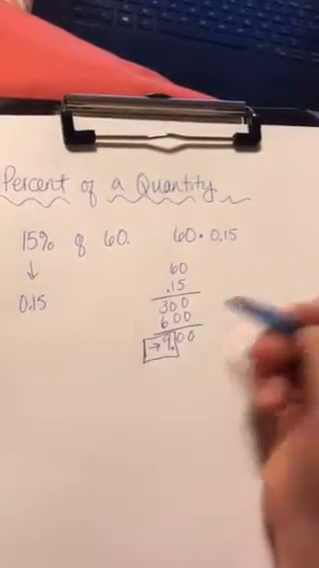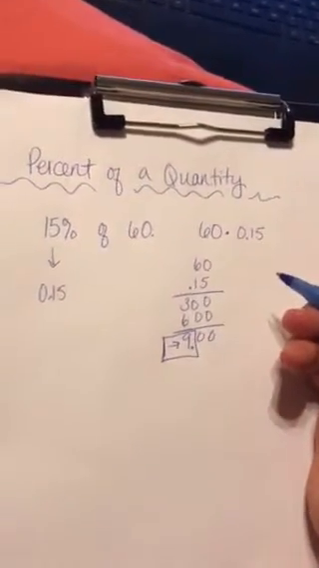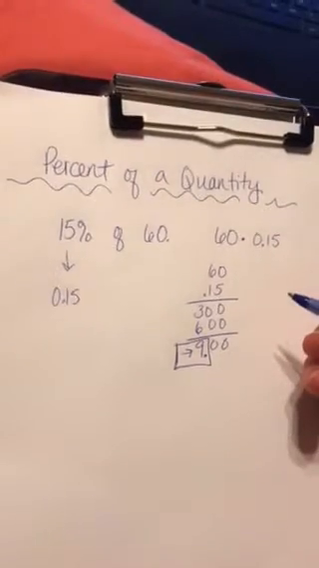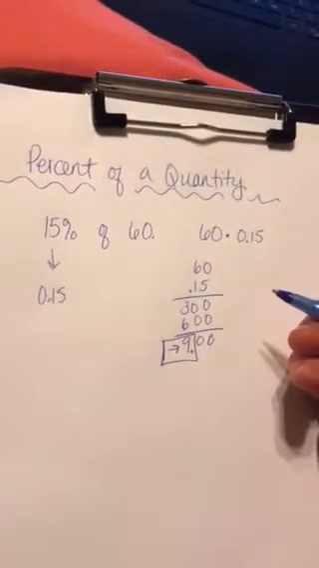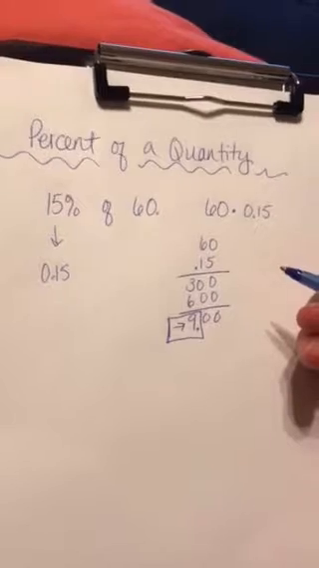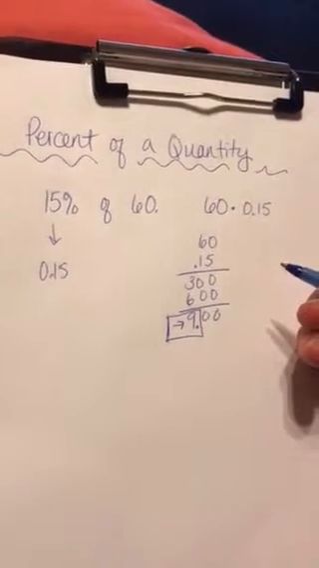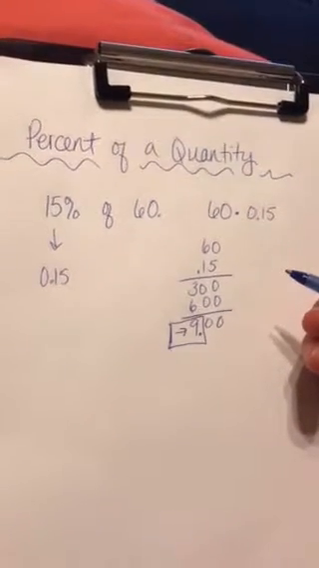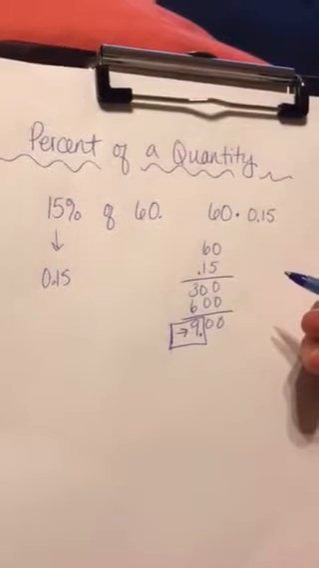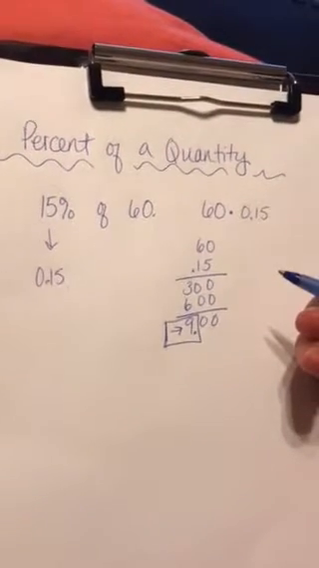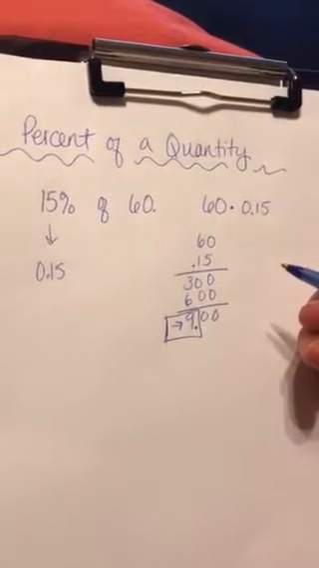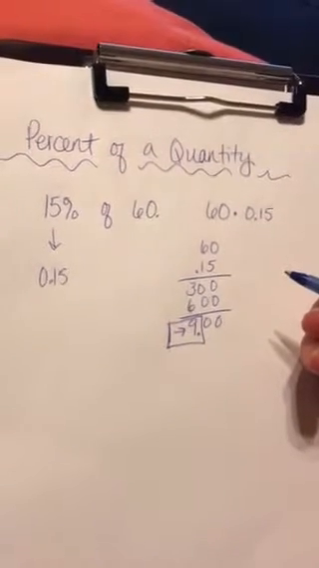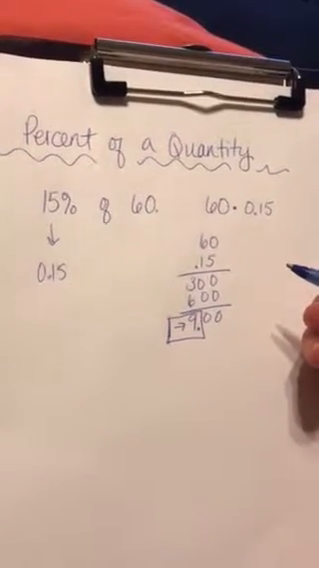So I want you to ask yourself, does that sound like a reasonable answer? 15% of 60 is 9? Well, if we think about it, 50% of 60 would be 30, and 15% is a lot smaller than 50%. And so you could continue to break it down in half and half and half, and then you'd find that, yeah, that makes sense, that 9 would be 15% of 60.